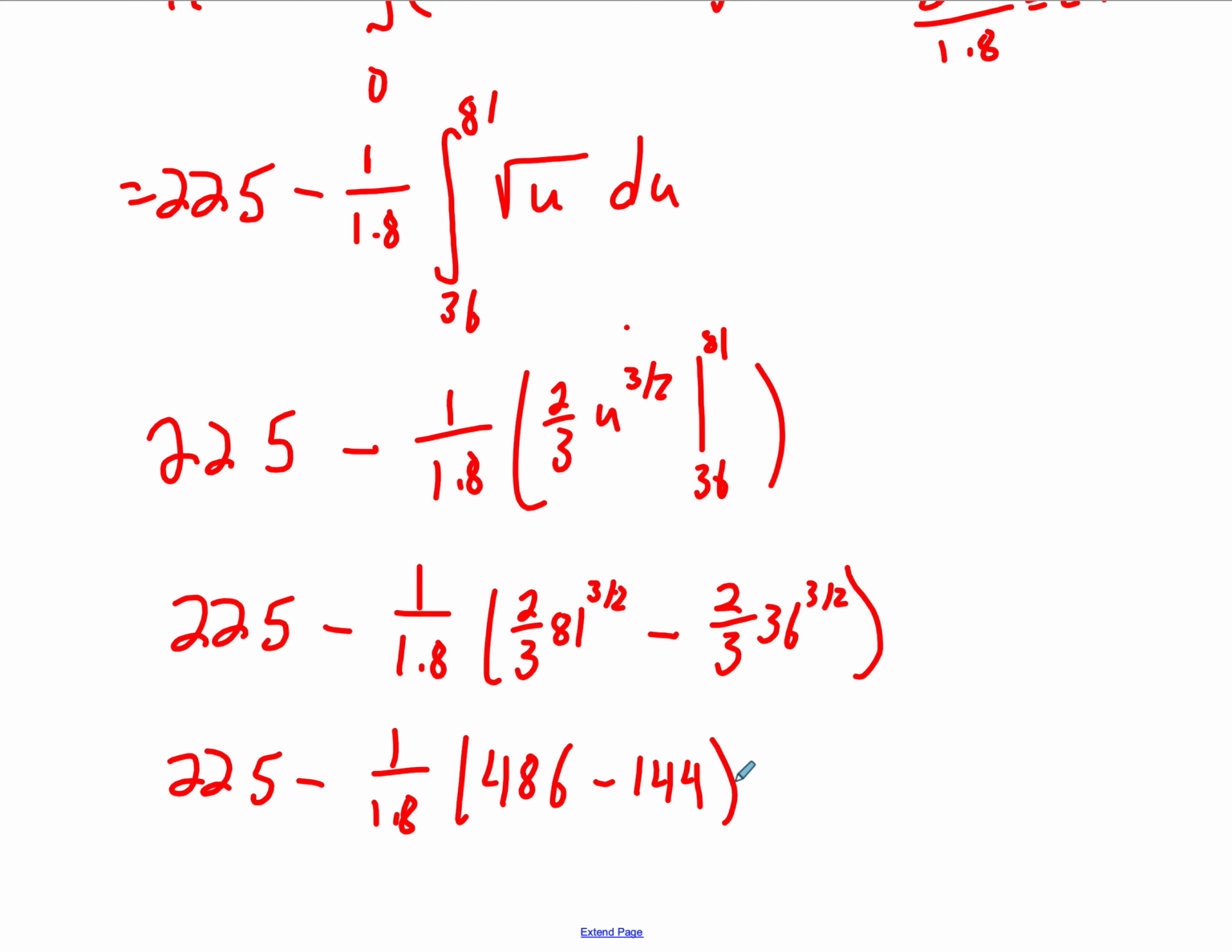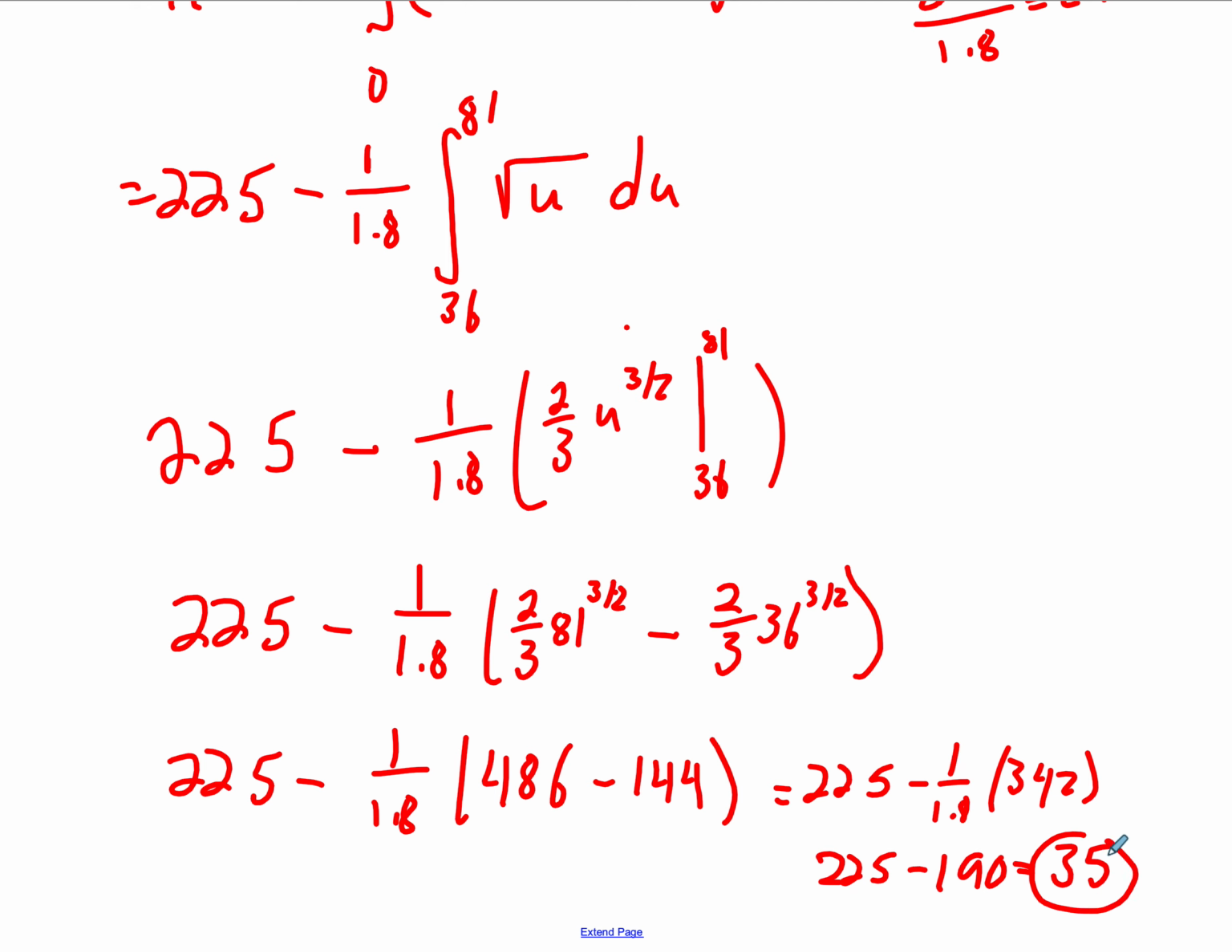Okay, so that's just me plugging in. And now I'm going to do 486 minus 144, and I get 342. So I get 225 minus 1 over 1.8 times 342. When I do this divided by 1.8, I get 225 minus 190, and that's 35. So what that means is on every package of 100 units, I'm making $35.